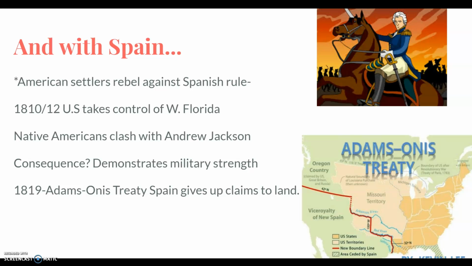And what Jackson's raids demonstrate are American military strength compared to that of Spain. Secretary of State Adams believed that the Spanish did not want war and wanted to settle this dispute. Adams was correct, and with that, we have created the Adams-Onis Treaty of 1819, where Spain cedes or gives up control of all the claims and ownership to East and West Florida. They also gave up claims to Oregon country in the Pacific Northwest, while the U.S. agreed to Spanish control of Texas.